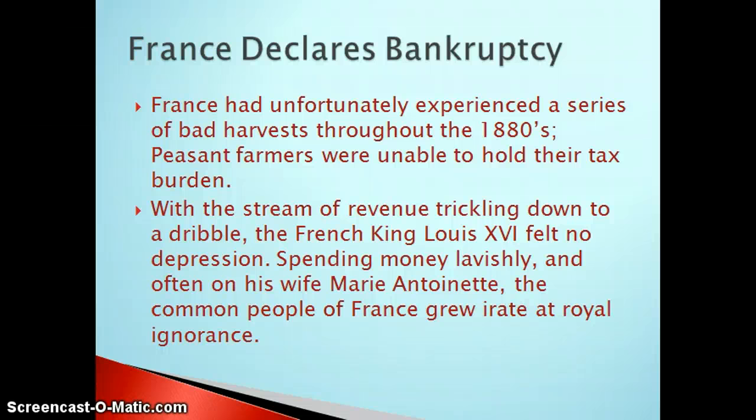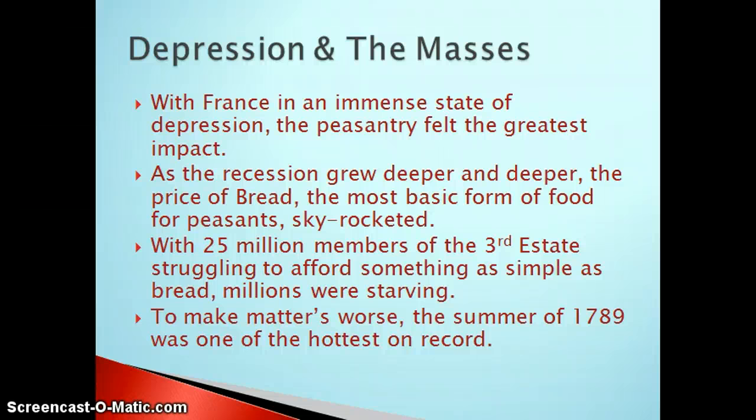The common people in France grew irate at royal ignorance. So here we see the building of these really negative feelings towards the monarch, and just utter hatred. There's no other way to describe it. Now, as I stated, the king didn't really feel too much of a depression. He wasn't really aware of how bad it truly was within the actual population of France. So now we're going to look at the depression, how the masses reacted to it.